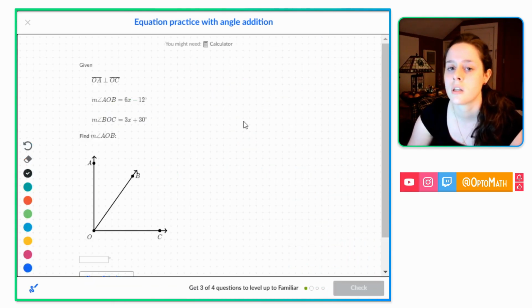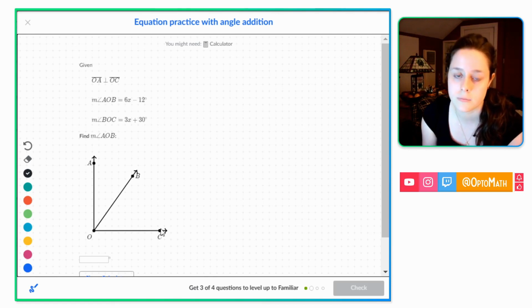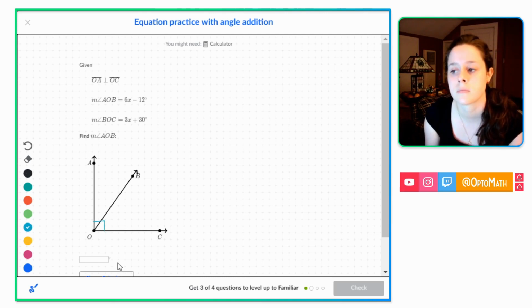This next one is a little different because of this symbol right here. It's an upside down T, and that means perpendicular to. So the segment OA and segment OC are perpendicular to each other. So that means that the measure of angle AOC is 90 degrees. So we can draw a box here to represent that. Next, we'll fill in our information for the measure of these angles AOB and BOC.